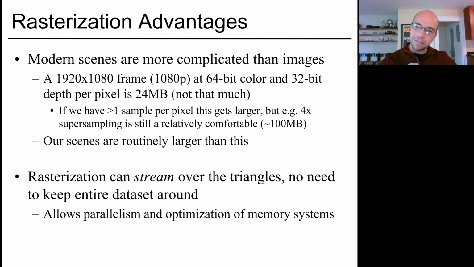Whereas in ray tracing, as you increase the complexity of your scene, you also increase the amount of memory that you need. So for example, a 1920 by 1080 frame, which is 1080p, I guess these days monitors can be even more detailed than that, takes about 24 megabytes. And of course it gets larger. So one typical technique might be to render your image 2 times as big, and then average down to get some kind of anti-aliasing. But it's still on the order of megabytes. And our scenes, especially when you store geometry, texture, and all that good stuff, are routinely much larger than this.